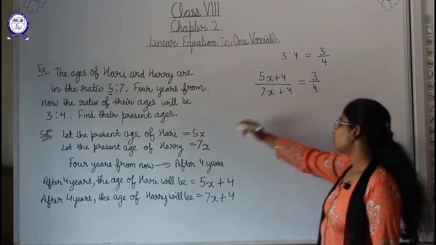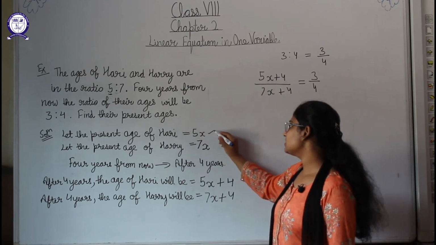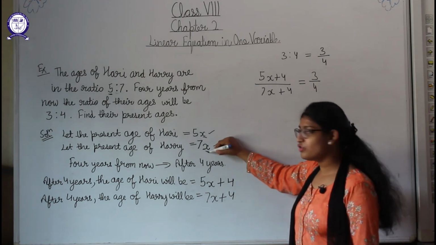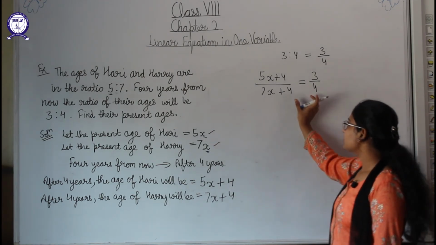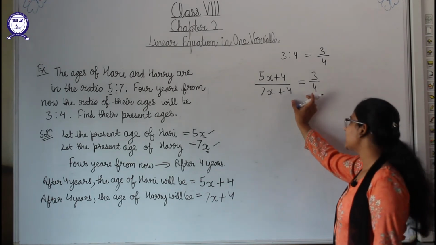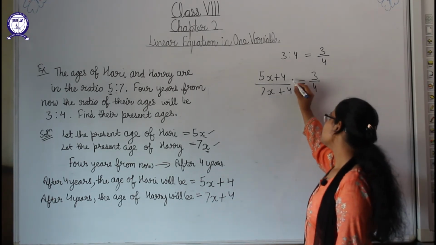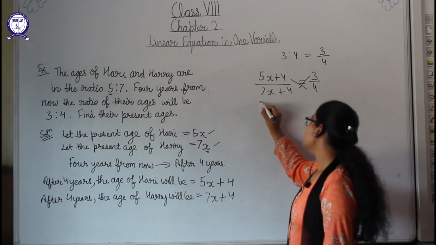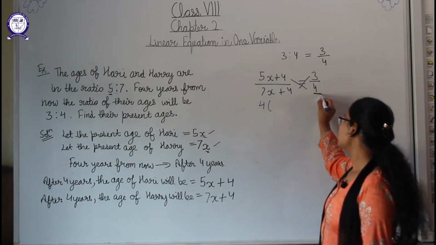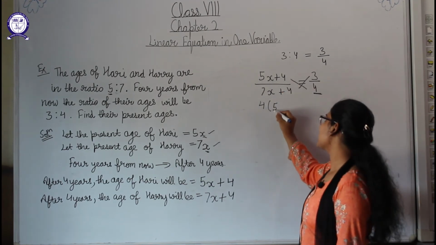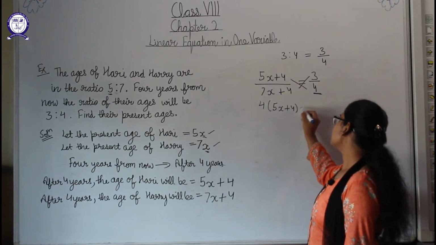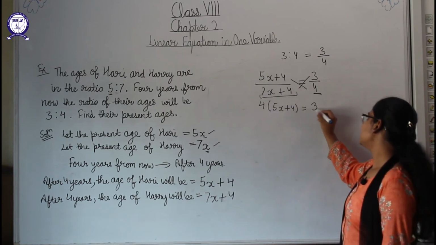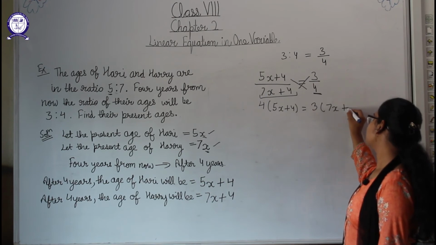Now we have to find out the present ages. Present ages means this one and this one. So for them we need to know the value of x. This is the equation given to us, and by this we can easily find the value of x. As we did in our last question, we will do cross multiplication here. 4 is here, we will multiply it with 5x plus 4, equals to, here 3 is given, so we will write 3 into 7x plus 4.